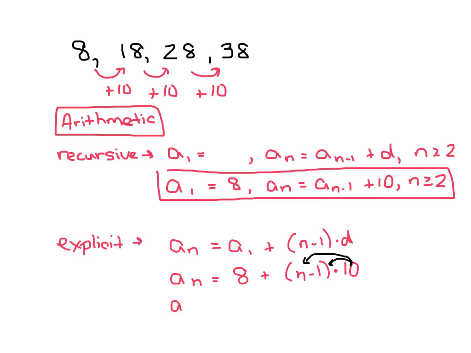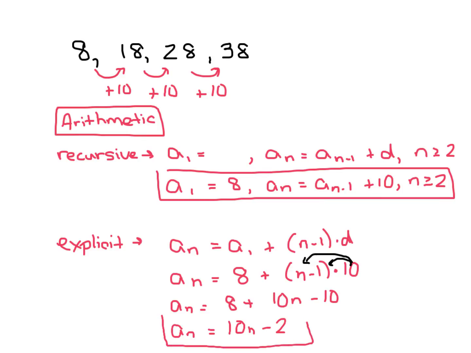And so an is going to equal 8 plus 10 times n is 10n. 10 times the minus 1 is minus 10. And now we need to look at this 8 minus 10 and simplify it. So an is going to equal our 10n, and 8 minus 10 is minus 2. And that is our arithmetic explicit formula.